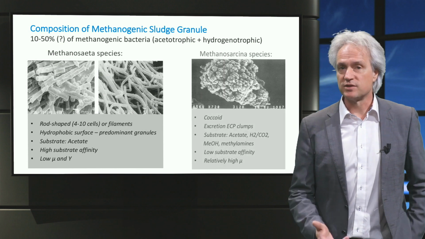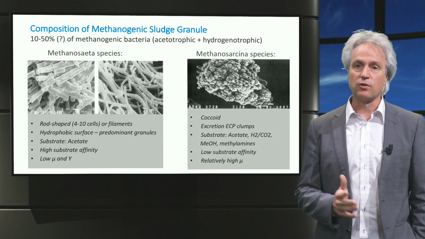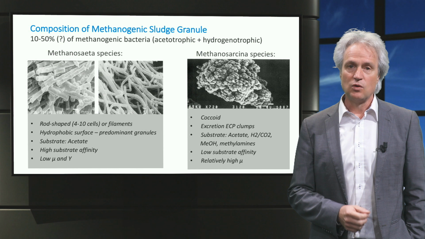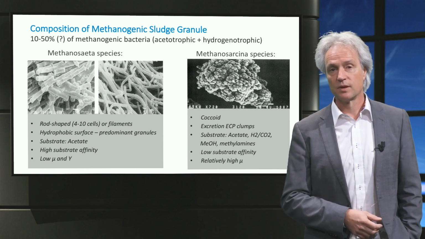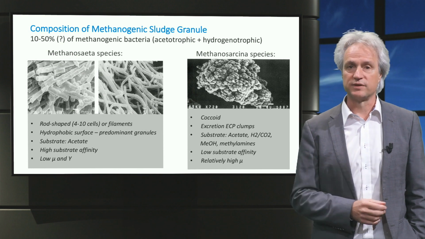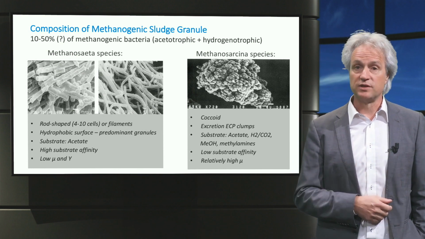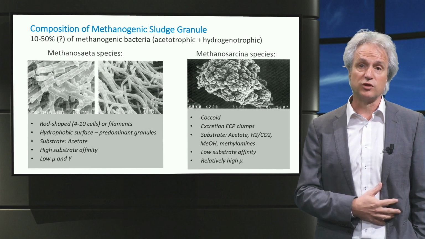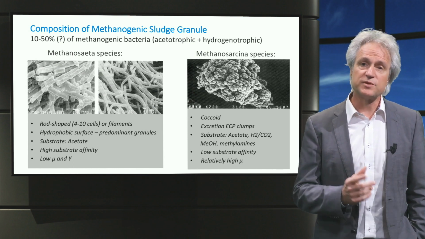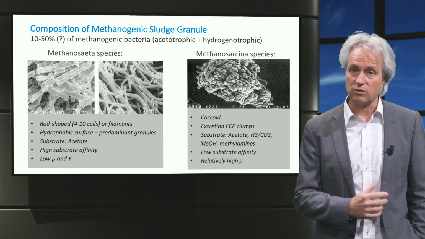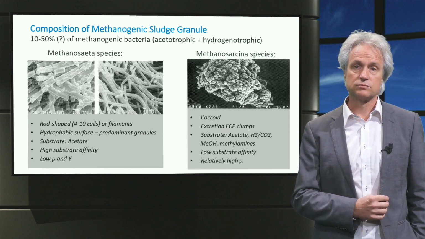The fast-growing Methanosarcina species has a coccoid, grape-like structure and is bound together with excreted extracellular polymeric substances. Methanosarcina is more versatile in substrate consumption and is able to convert both acetate and hydrogen/CO2 to methane. Some species are even able to convert methanol and methylamines.